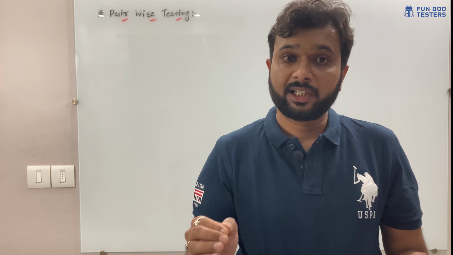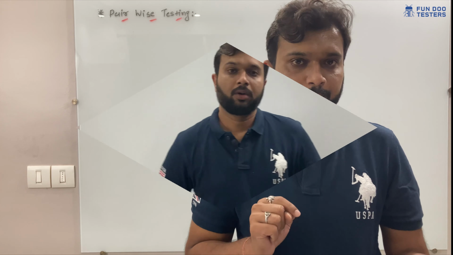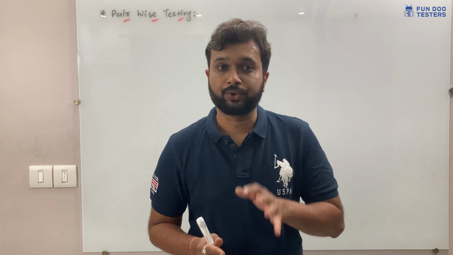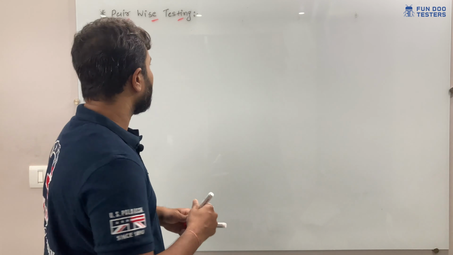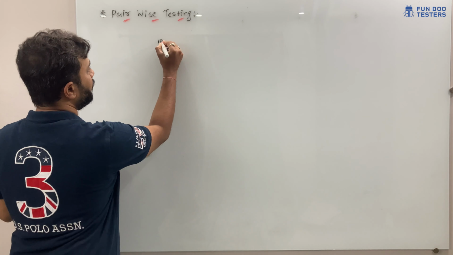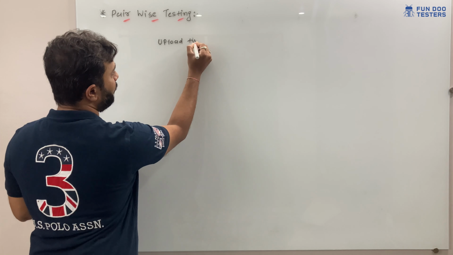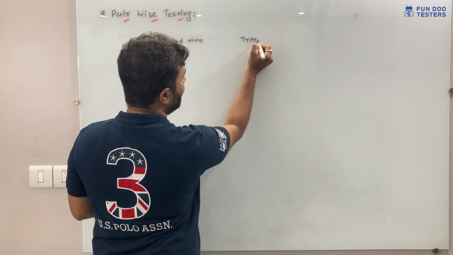So let's understand with pairwise testing, how can we test this scenario? To make it easy, I will consider only a few values. So first of all, we have multiple categories, which were upload time, type and duration.